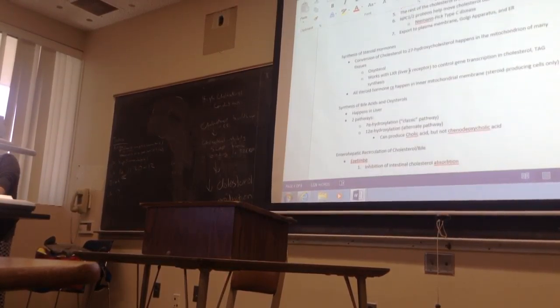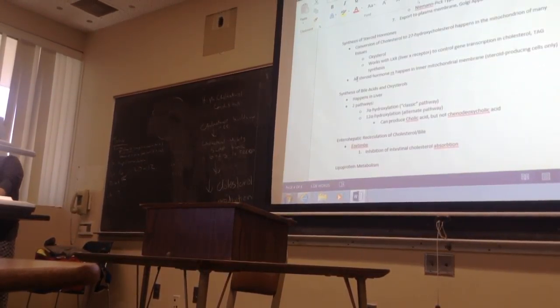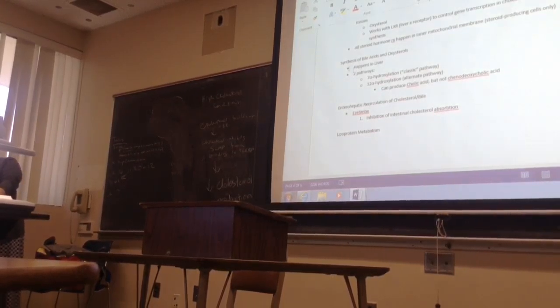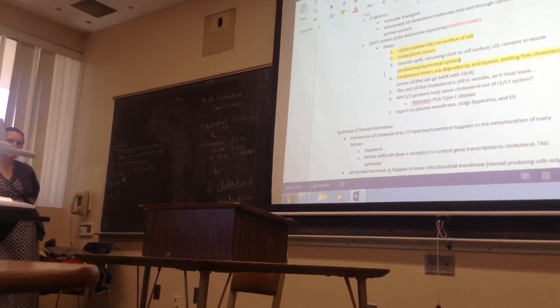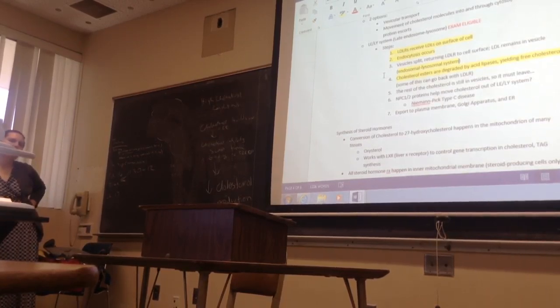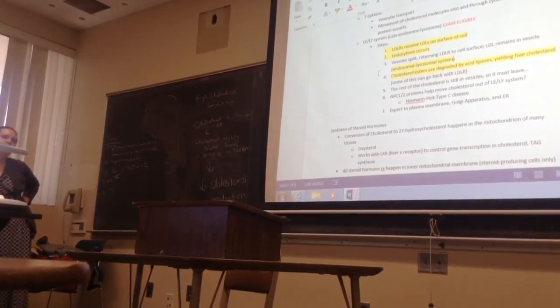I don't care at all about synthesis of steroid hormones. I mean, I do. What do you mean? And I'm sorry, they yield it from the, okay, so the LDL is cholesterol with other stuff attached to it. Yes. An LDL has protein.